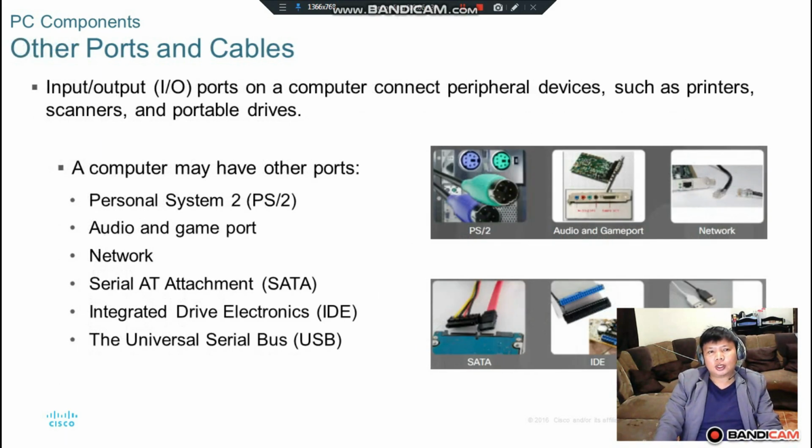Then the other ports and cables, the I/O ports, that is the PS/2, Personal System 2, and the audio and game port, the network, the SATA, Serial ATA, and then the IDE and the USB.